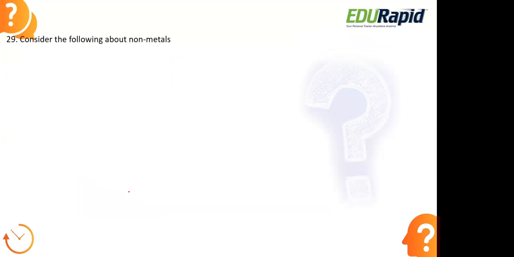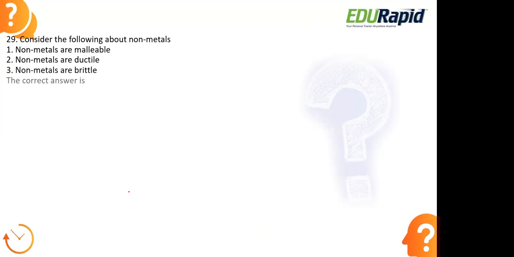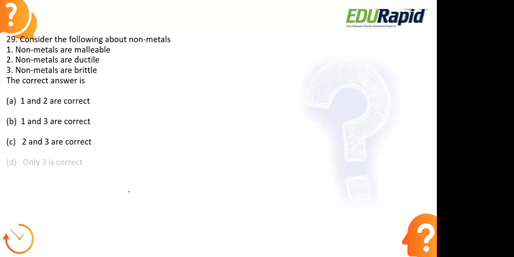Next question. Consider the following about non-metals. 1. Non-metals are malleable. 2. Non-metals are ductile. 3. Non-metals are brittle. The correct answer is: 1 and 2 are correct; 1 and 3 are correct; 2 and 3 are correct; only 3 is correct.